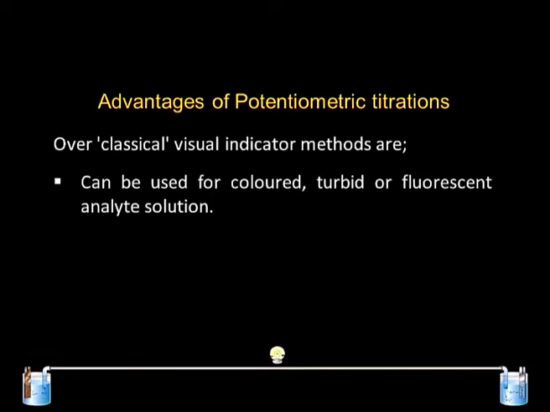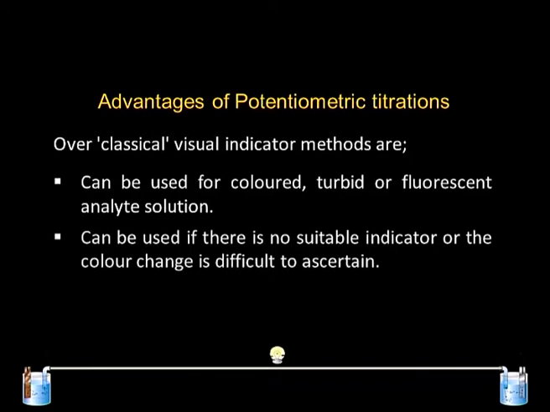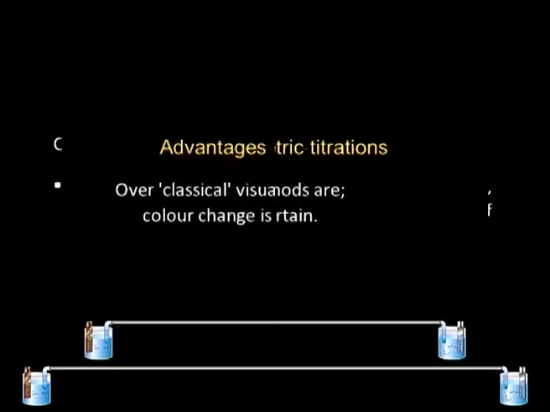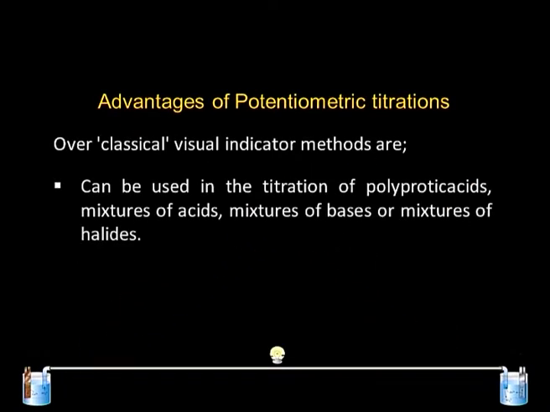For example, they can be used for colored, turbid or fluorescent analyte solutions. They can be used if there is no suitable indicator or the color change is difficult to ascertain, which means that if there is no suitable color change, we cannot use a common titration, rather it is easy to use a potentiometric titration.